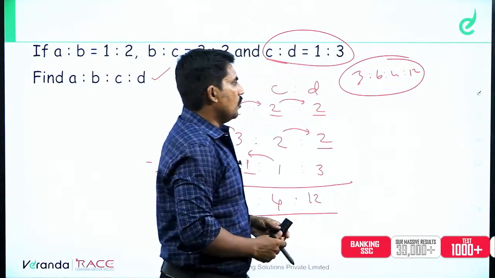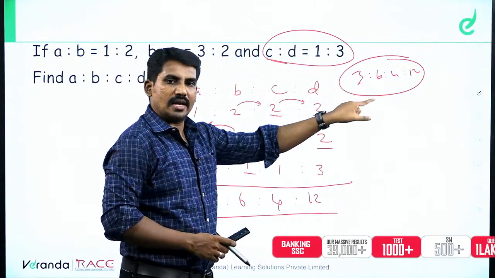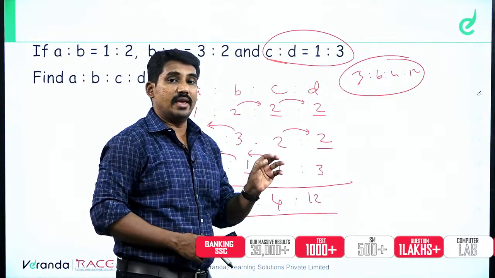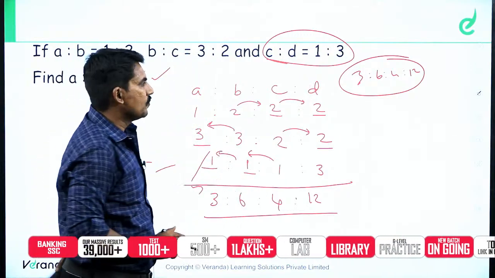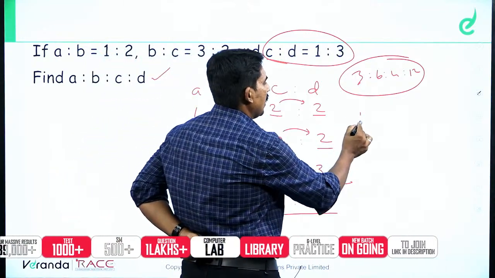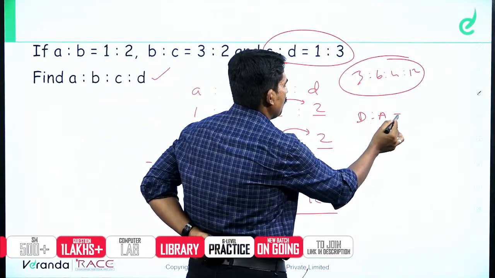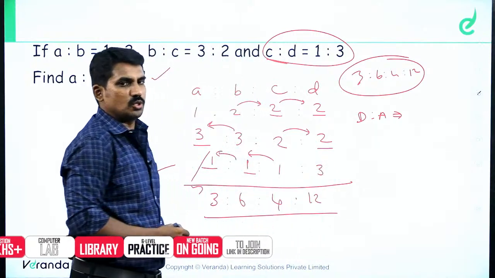Right. Now, 6, 4, 12, second multiple we can cancel, but we can't cancel A. Therefore, everything should cancel means we can take. Otherwise, we should not take. Now here, for example, they are asking a question. What is the ratio of D is to A?